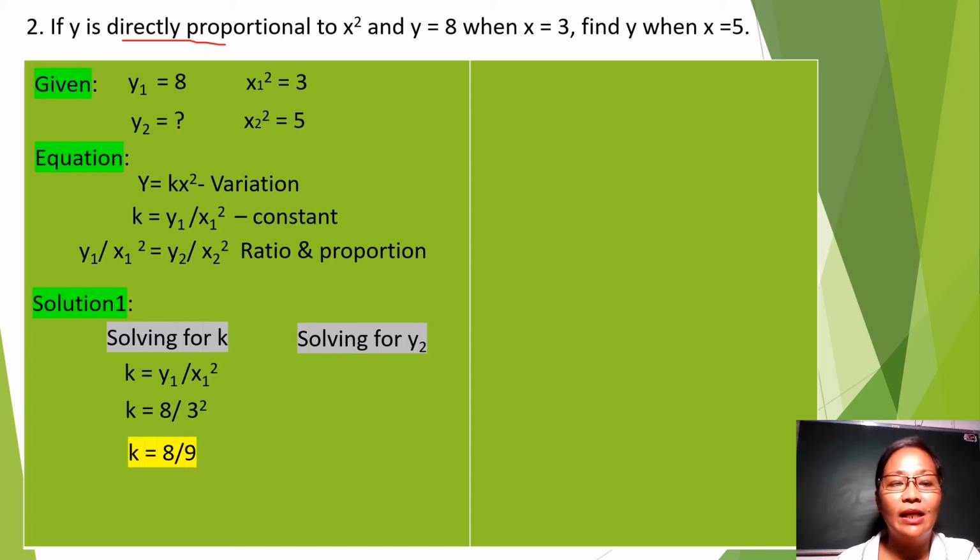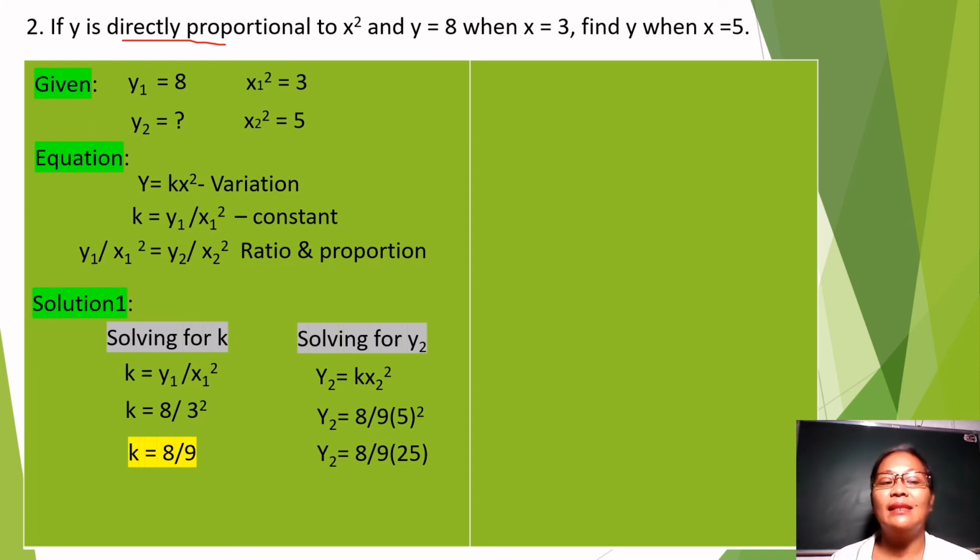Next, solving for the unknown y sub 2. First, we need to copy the formula: y sub 2 is equal to k x sub 2 squared. Why is there a 2? Because we're going to use the second pair of given. So we have now y sub 2 is equal to our k, which is 8 over 9, times x sub 2 is 5, and then the exponent 2. Again, we need to perform the exponent first, 5 squared. So we have now y sub 2 is equal to 8 over 9 times 5 squared is 25.